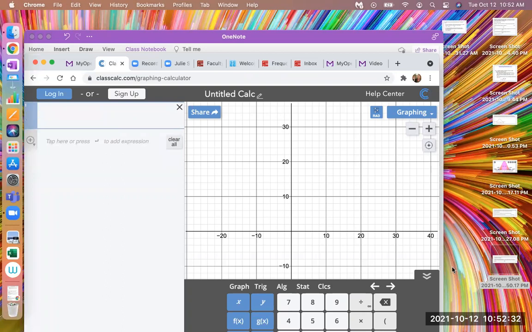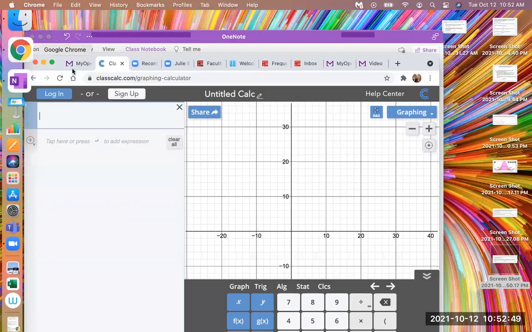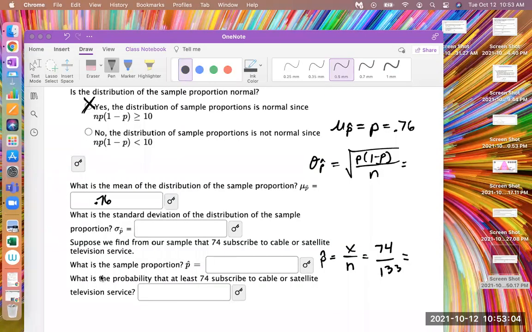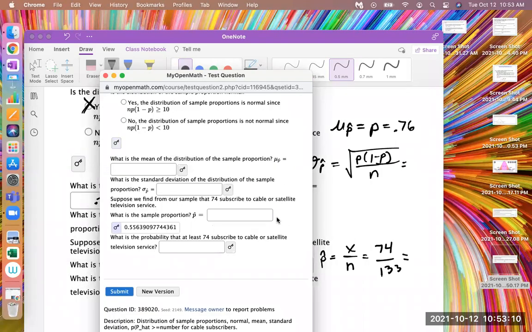So what is that? We said 74 over 133. I don't need a huge calculator to do this, but 74 divided by 133 is 0.556. I don't know how many decimals they want here, and they don't say, but it looks like they would accept any number of decimal places that you put.